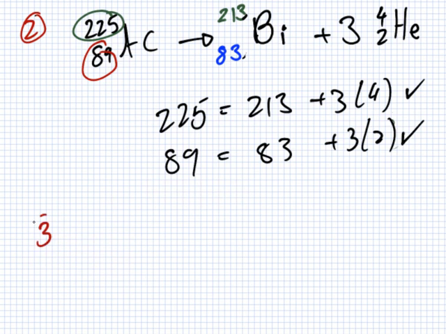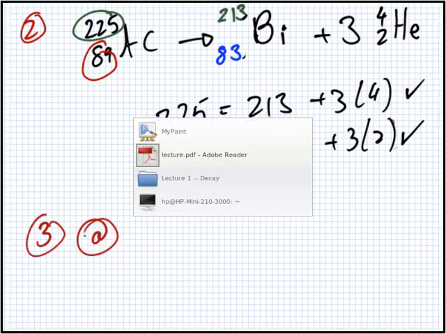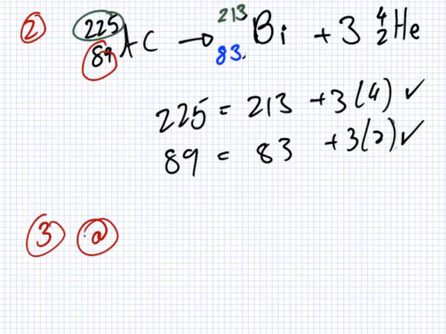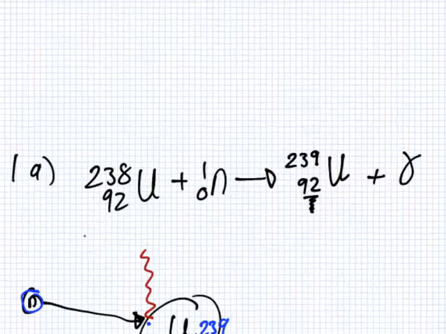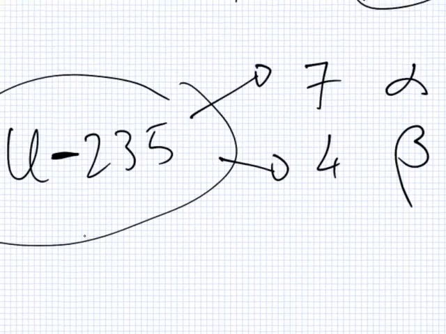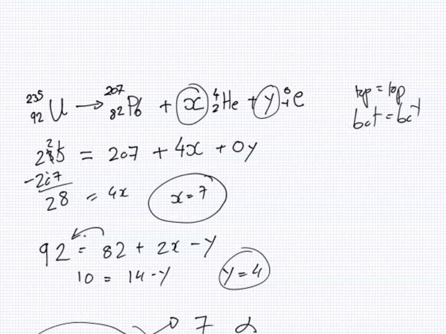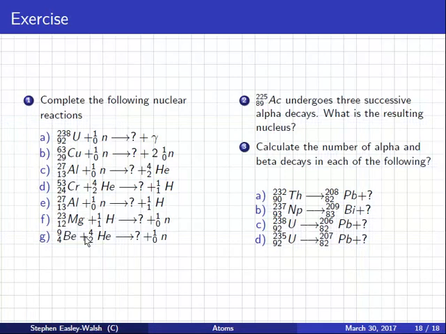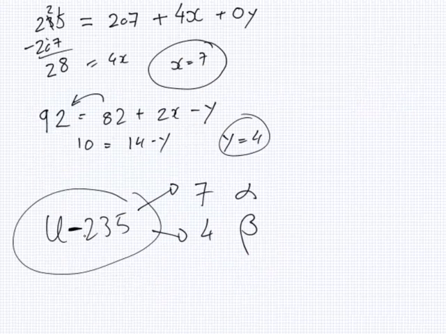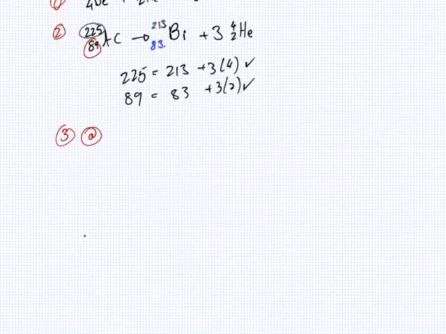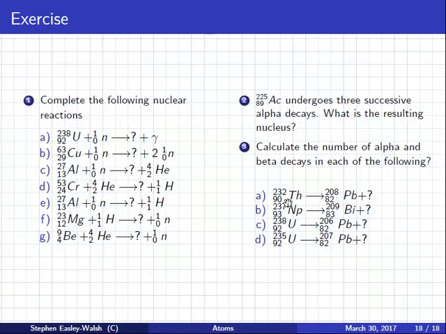Alright, now number 3 are just like the example I did earlier, where you have to make a, where's it gone? Oh, here it is. A simultaneous equation. That's how you do question 3. You need to work out how many alphas and betas there are. So it's plus so many alphas plus so many betas, how much of each. So these are 4 simultaneous equations. You can try them now, please.